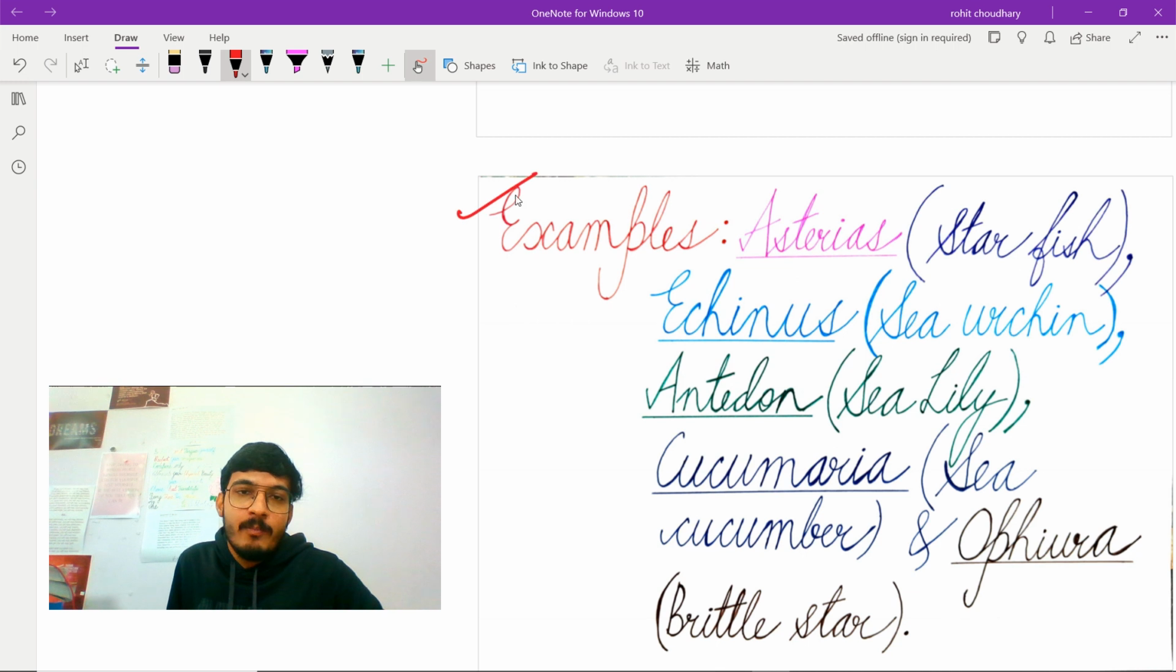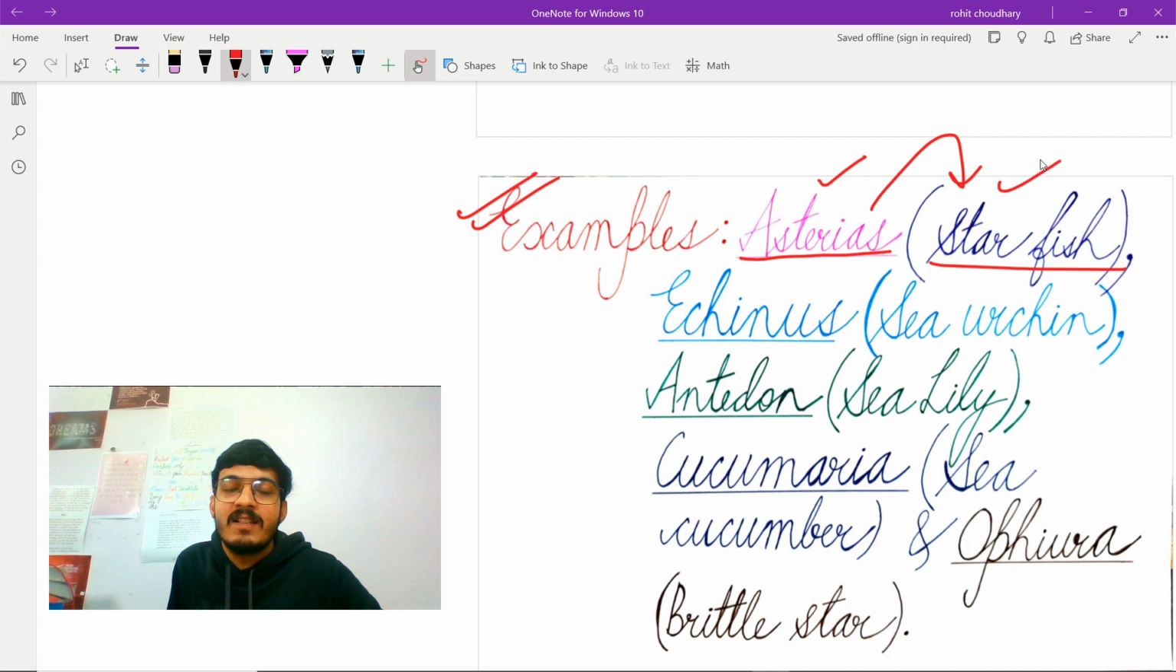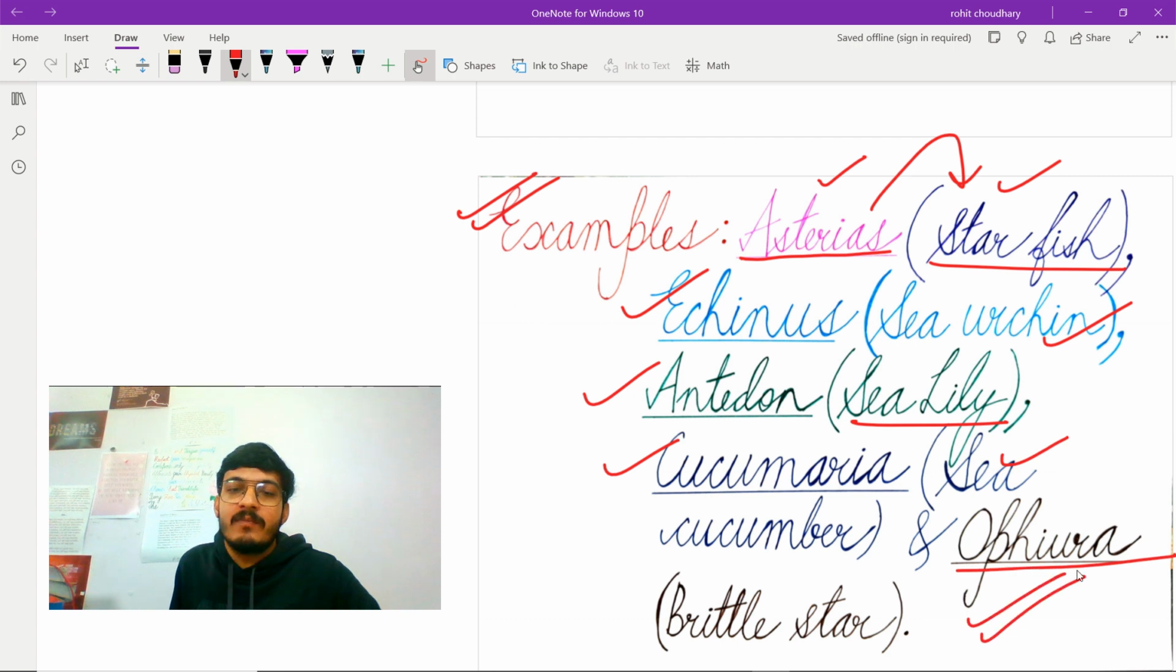The most important examples included under Echinodermata are, the first one is Asterias, known as starfish. Asterias is the zoological name or the scientific name, and it is commonly known as starfish. Echinus is the zoological name, it is commonly known as sea urchin. Antedon is known as sea lily. Cucumaria is commonly known as sea cucumber. Ophiura is commonly known as brittle star.